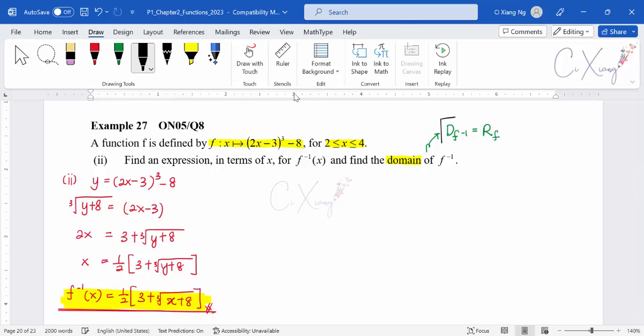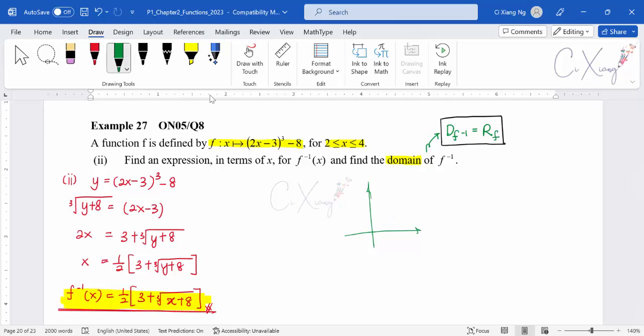Okay, so please remember this result here. To find out the domain of the inverse function, I need to find out the range of the function first. So how can I find out the range of the function? To find out the range of the function, if you have a look here, it is actually a cubic equation. So the cubic equation, no matter how, it will look something like this. After you sketch it, it will look something like that.